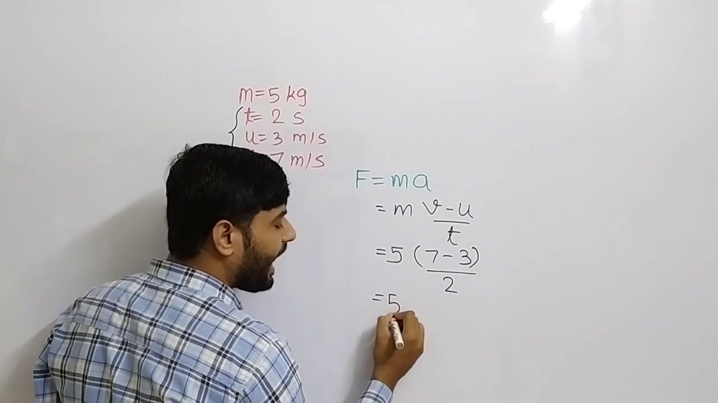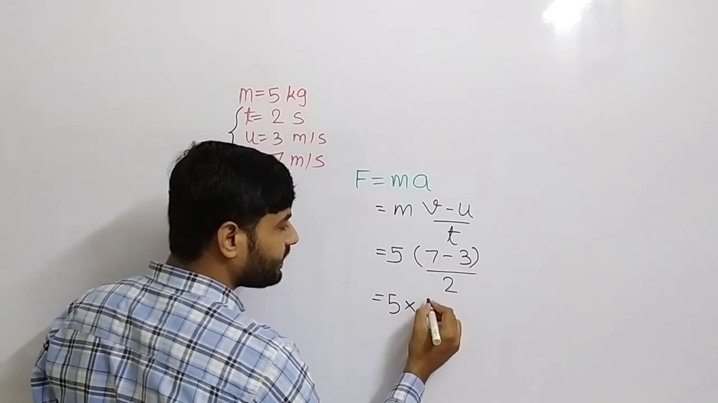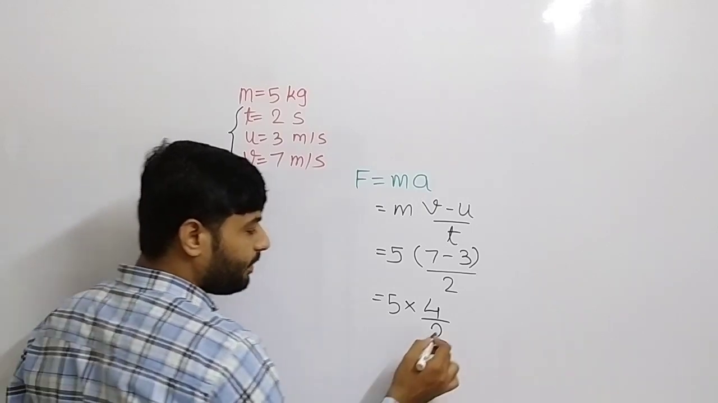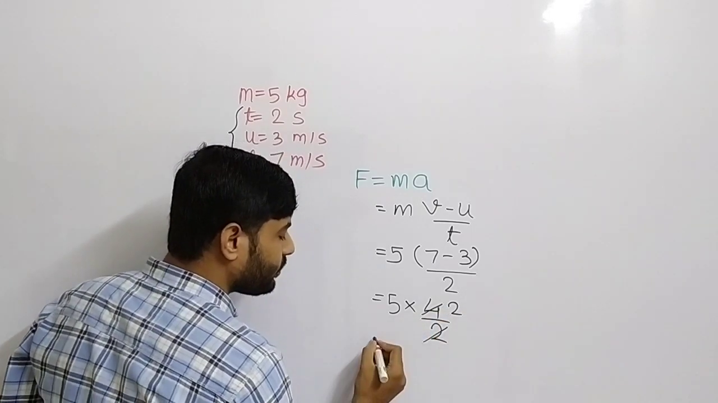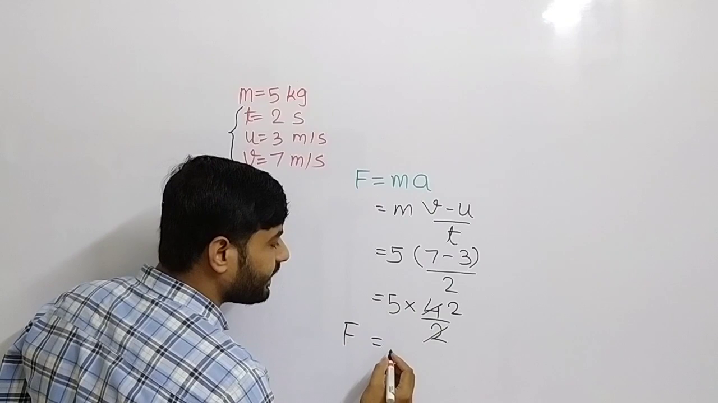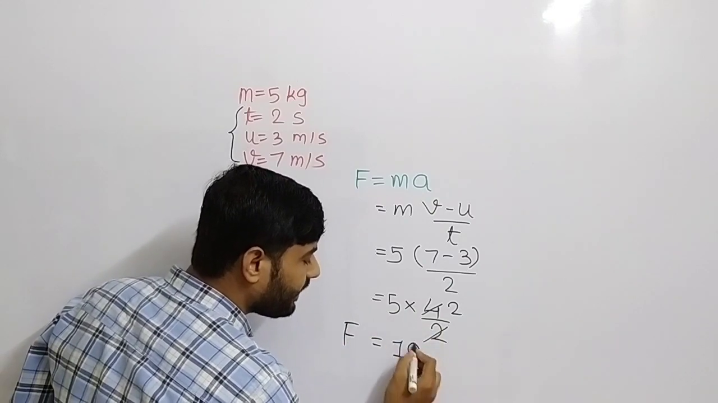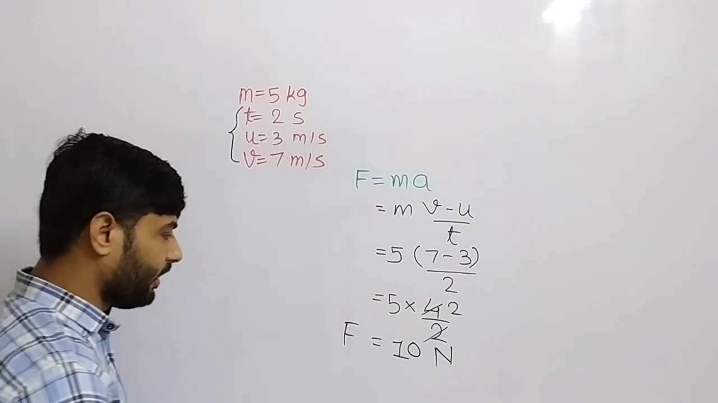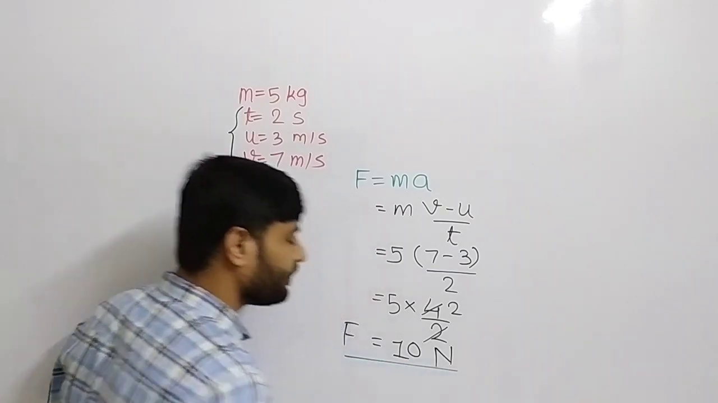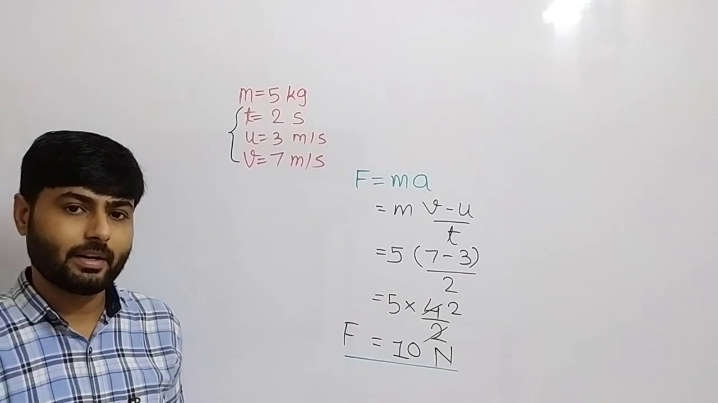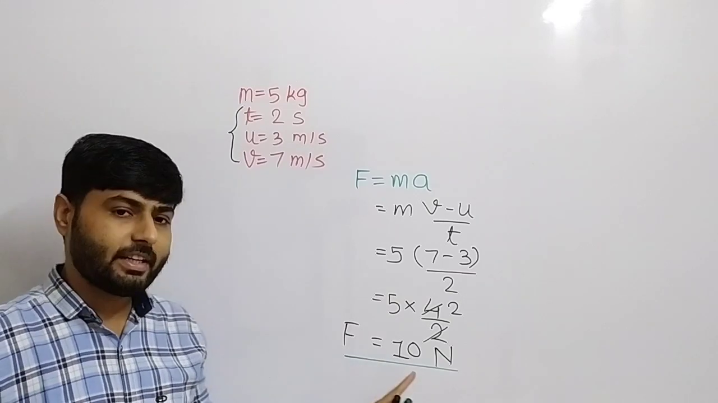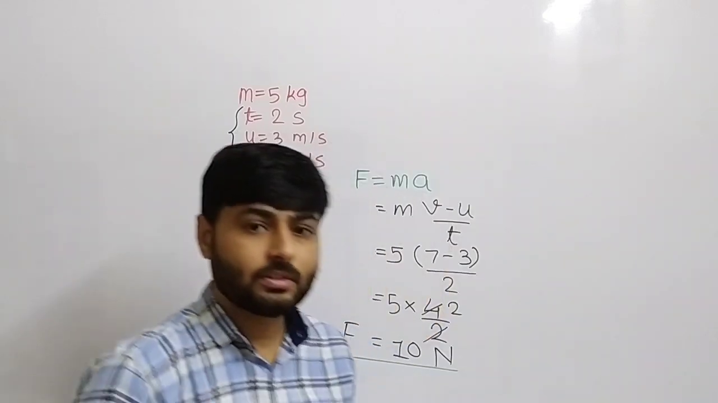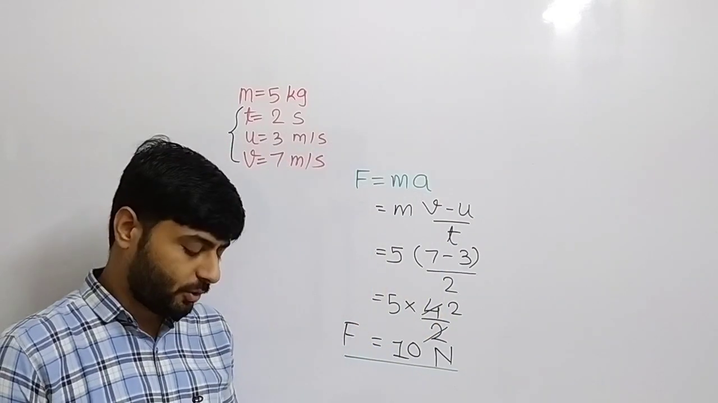So I got 5 into 7 minus 3, that is 4, divided by 2. This will be cut by 2. So I got force is equal to 5 twos are 10 Newton. Don't forget to write the unit of each and every quantity. So I got F is equal to 10 Newton. So let's move on to another part of this numerical.